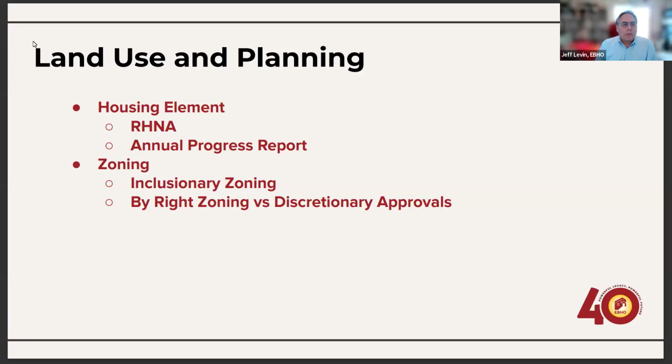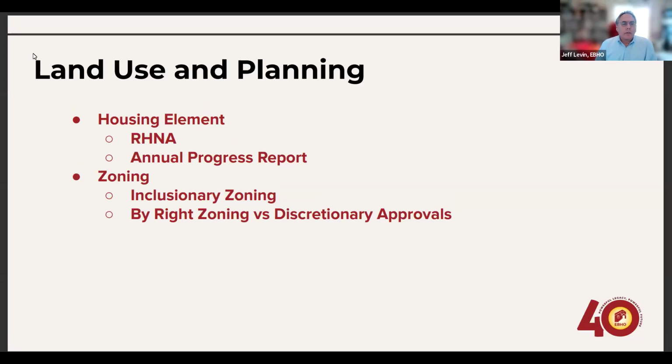A number of topic sections that we'll be covering. The first of those is terminology around land use and planning. Two subgroups. We'll talk a little bit about some things related to housing elements and then about zoning.